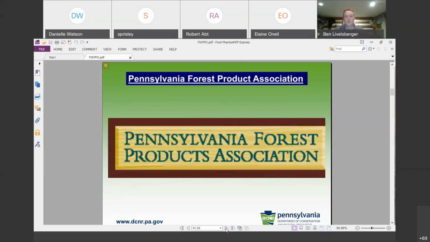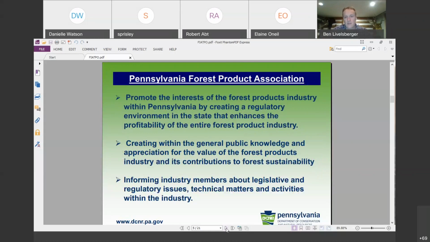The next association I'd like to talk to you about is the Pennsylvania Forest Products Association. This association was founded in 1980 as the Hardwood Lumber Manufacturers Association. And then in 2003, they changed their name to the Pennsylvania Forest Products Association. And this allowed them to bring into the group secondary manufacturers, and even today we have some equipment manufacturers and suppliers that are part of this group.